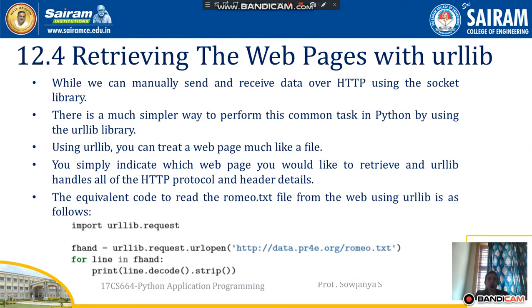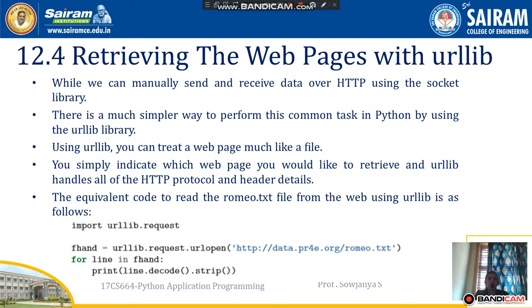So using this urllib library you can treat the web page much like a file. That means the library contains whatever information is stored, and you can directly extract it using code. Okay, so that is why we say it is similar to a file. We can simply indicate which web page we would like to retrieve, and urllib handles all of the HTTP protocol and header details.